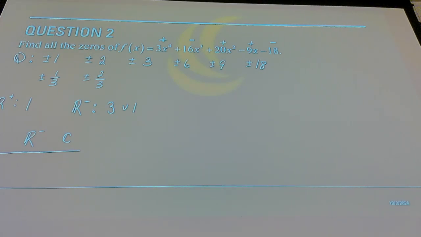So we have to have one positive. We could have 3 negatives, which gives us how many complex? Or we could have 1 negative, which would give us how many complex? Those are the only 2 possible combinations.